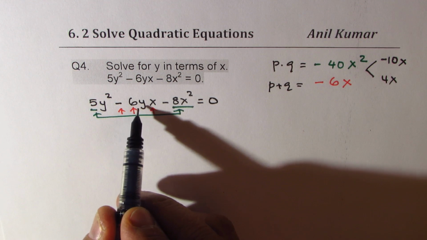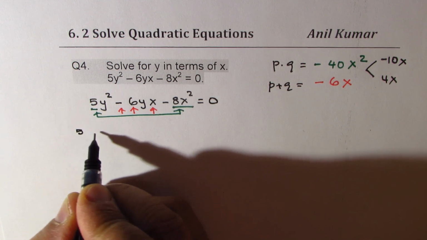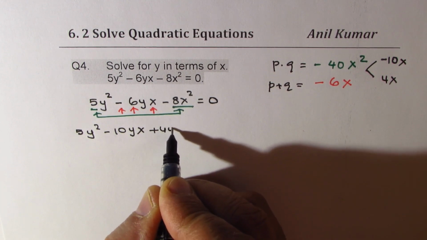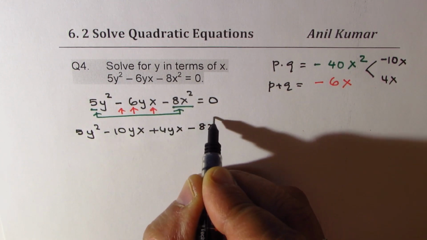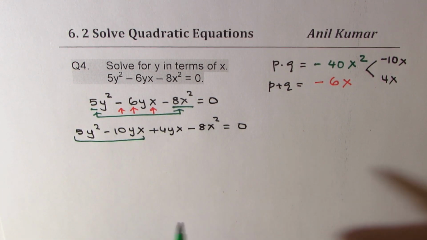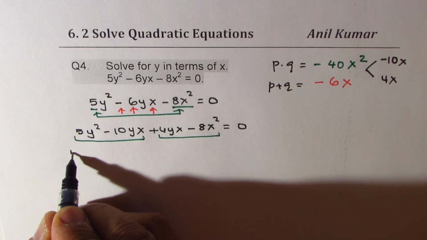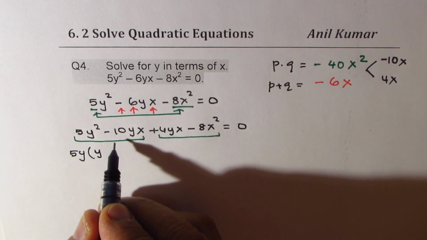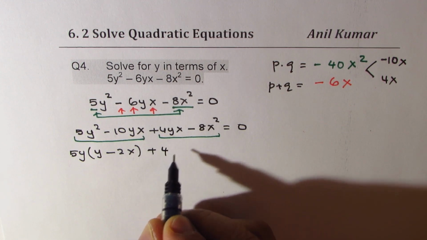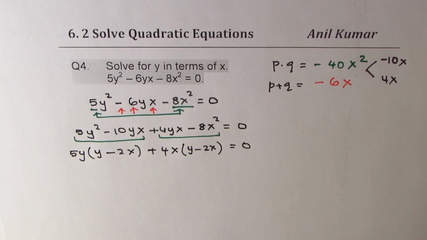Now, let's write down 6yx in terms of minus 10x and 4x. So we rewrite this equation as 5y square minus 10yx plus 4yx minus 8x square equals 0. Now from first two terms, we can factor 5y, and from the next two terms, we can factor 4x. So we get here 5y, we're left with y minus 2x. And in this case, we can factor 4 and x. So we are again left with y minus 2x, and that is equal to 0.